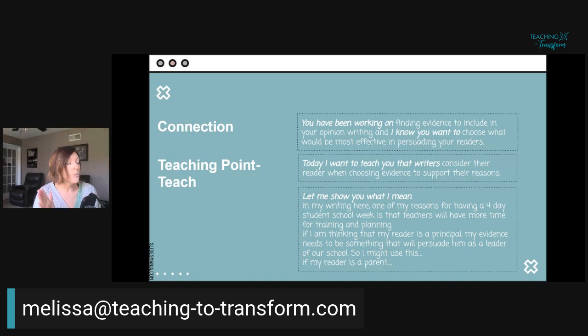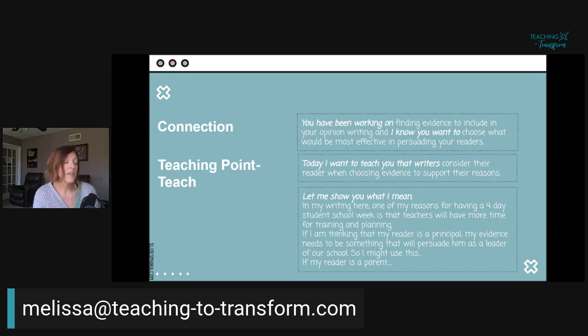Now, I had said before we have connection and the teaching point, but I had recently heard from someone from the Teachers College Reading and Writing Project that it could also be helpful for many learners to have the teaching point, then the connection, and then the teaching point again. So it's just something to think about. So let's take a look at this connection. And again, this is more of a review of what they've been doing. The language that I have bolded here is you have been working on.